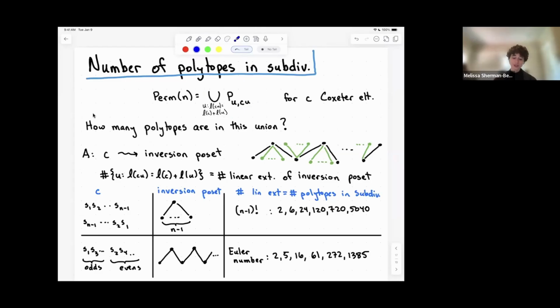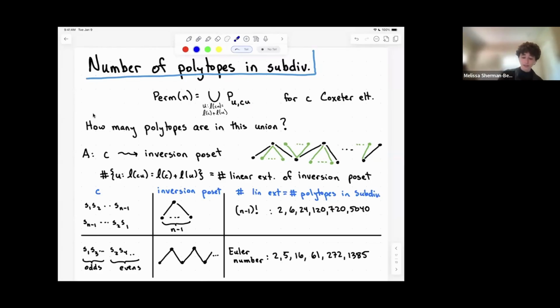If you're a connoisseur of the symmetric group, you recognize that the number of permutations where C times U is length additive, that's a weak order interval. I forget if it's left or right. It's the one above C. So I'm just trying to count the size of a certain weak order interval. And you can do this using inversions.